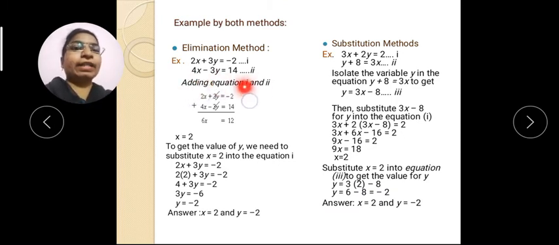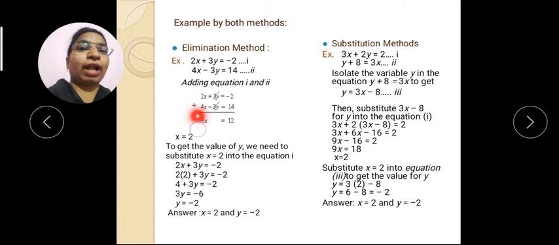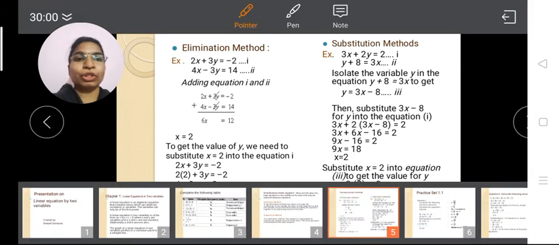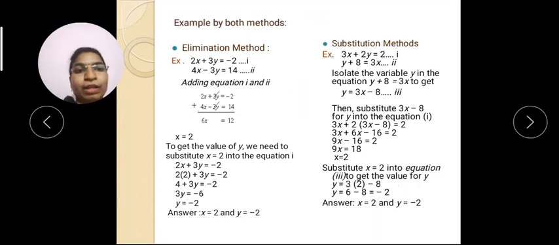Okay, so by adding the first and second equations, 2x plus 3y is equal to minus 2 and 4x minus 3y is equal to 14, here plus 3y and minus 3y will be cancelled out. After cancelling, just add the remaining terms, that is 2x plus 4x, and here minus 2 plus 14 is 12. This addition gives 6x is equal to 12, and therefore x is equal to 12 divided by 6, so you will get x is equal to 2. Now we got the value of x.